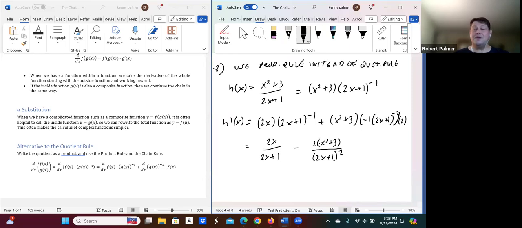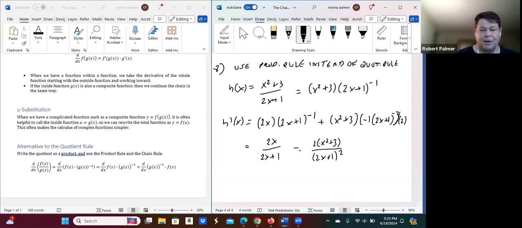The only difference between this and what you get with the quotient rule is that the quotient rule puts it over one common denominator. So if you added these two terms together and put them over one denominator, which would be 2x plus 1 squared, and simplified, you would get exactly the same thing you would with the quotient rule. This to me is just another way to do it, which I prefer myself because it's much easier to remember the product rule than the quotient rule.